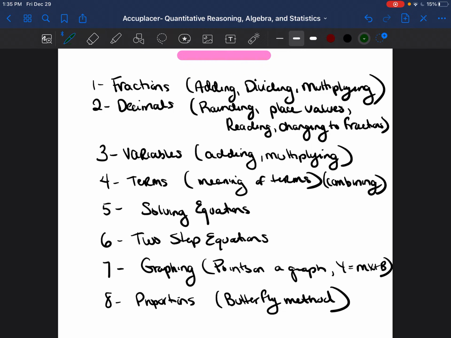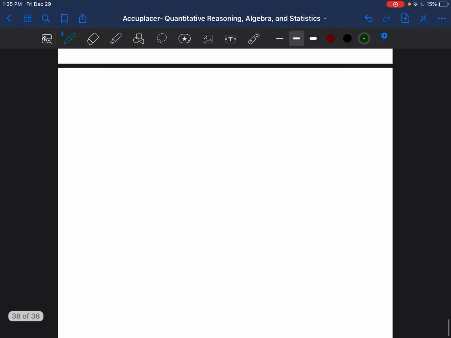So we're going to first start with fractions. We're going to learn how to add, we're going to learn to multiply fractions, and we're going to learn to simplify them.